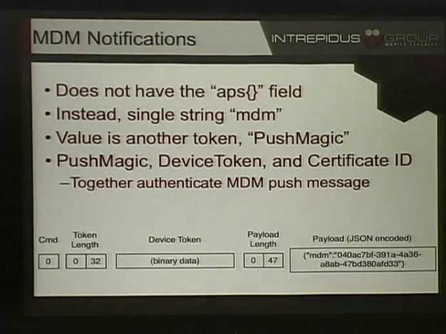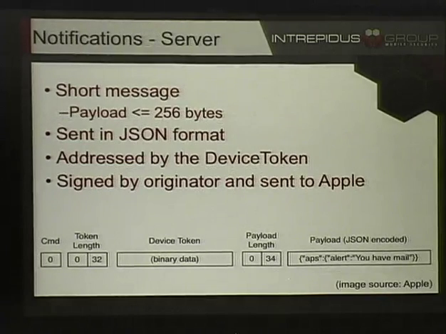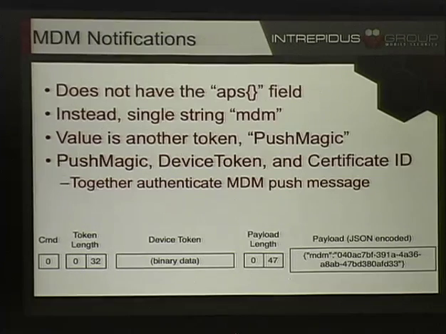For MDM, it looks slightly differently. If you look in the bottom right there, for a regular connection, the payload is a high-level dictionary called APS, which has got multiple fields inside. In this case, it's just the alert message. For MDM, that APS field goes away and is replaced with just a single key, MDM, with a value which is a long UUID-looking number. That number is the push magic number. That's established when the device first enrolls with MDM.